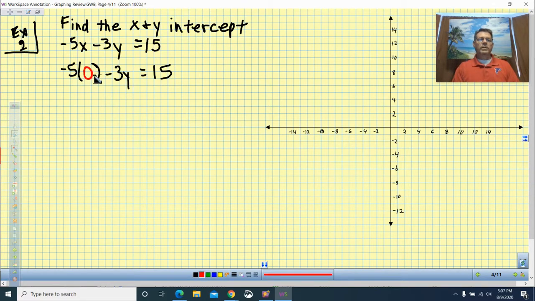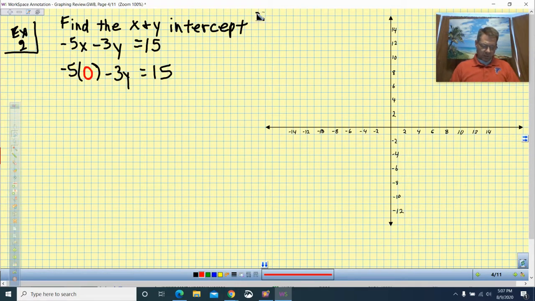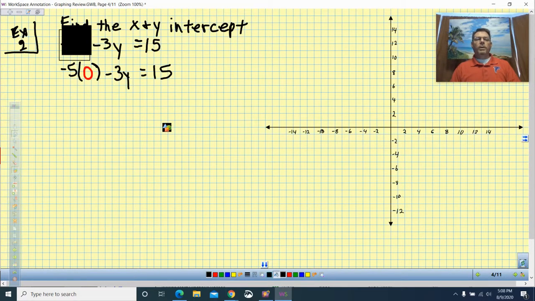So I'm going to put my 0 right here. Now, a little trick you can do, knowing that it's going to go away, is take your pencil or your finger and just put it right over the 5x, because you know it's going away. Let me do that figuratively. I'm going to put my finger over the 5x. So now, because we know the x part's going to go away, basically I'm just going to divide both sides by -3. True? Okay.